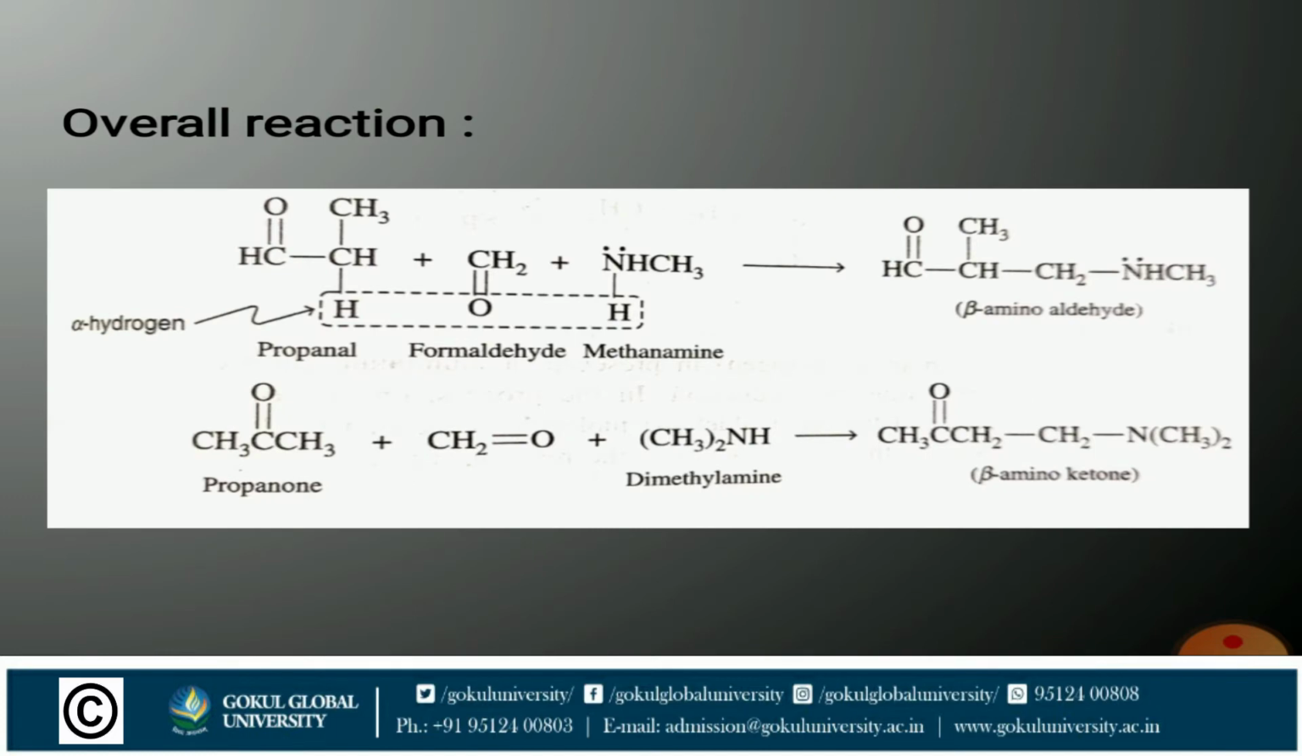Here the overall reaction is given. The reaction among propanal, formaldehyde and methylamine gives a beta amino aldehyde as a product after the mechanism. The second example is a ketone: the starting material propanone plus formaldehyde and dimethylamine gives a beta amino ketone as a product. This is the overall reaction.